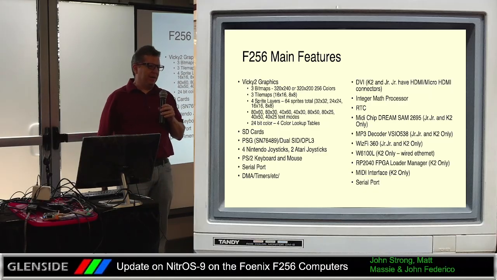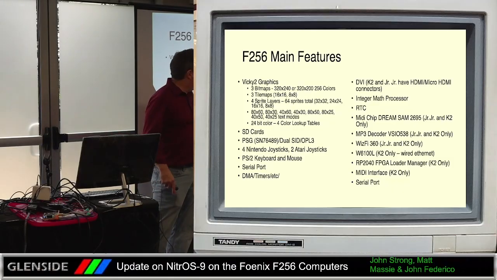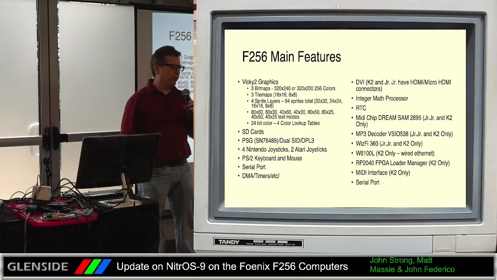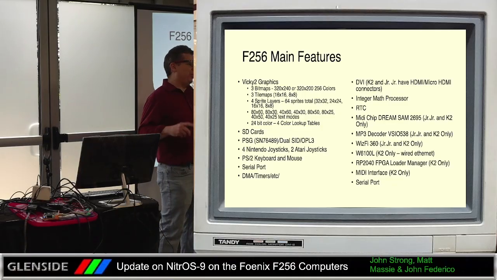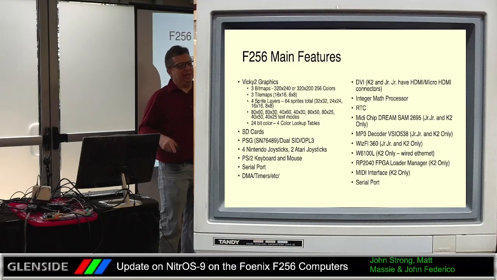There is a real-time clock, so that's also pretty important for a lot of people. And then there's a MIDI chip. It's the Dream SAM2695. That's on the Junior and K2 only. There's an MP3 decoder chip on the Junior and the K2, but not on the older machines. There's a WIZ-Fi 360 on the Junior and the K2.